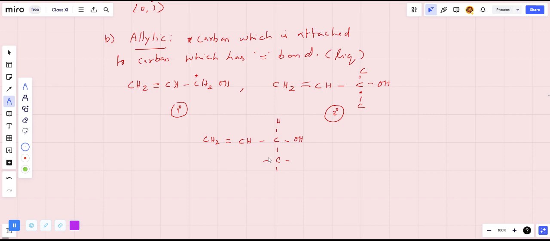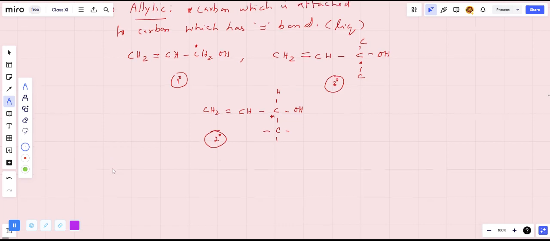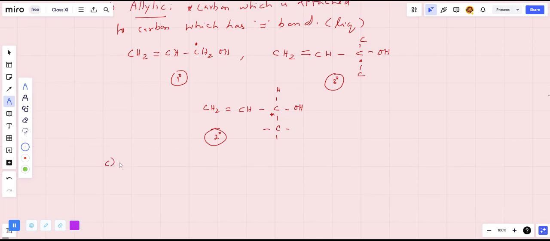So if it is like this, this is a star carbon, which is attached with two other carbons. So this is a secondary. So this is all about allylic. Then benzylic. This is benzylic.